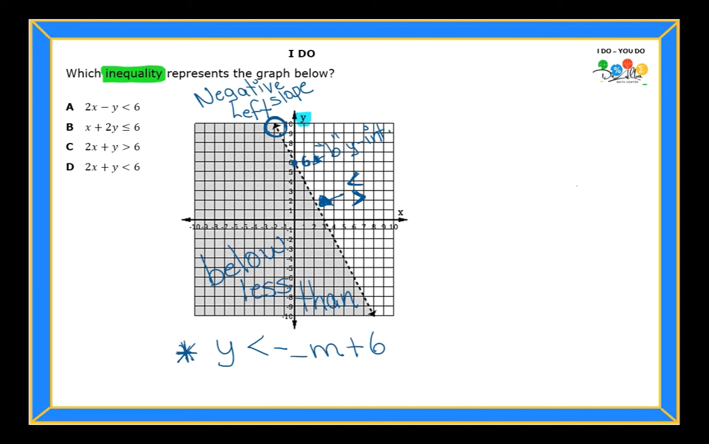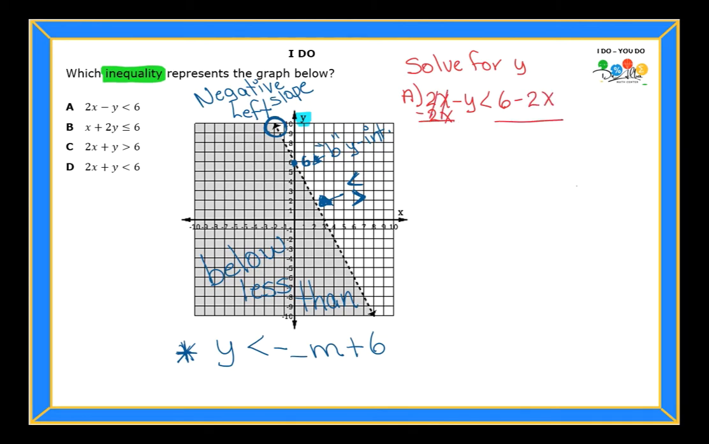So let's start with my inequalities. I'm going to start with answer choice A. What I'm going to do is write down my inequality and solve for y, which means I want to leave y by itself. We're going to follow the same steps as if it was an equation. So I'm going to take away 2 x's on both sides.